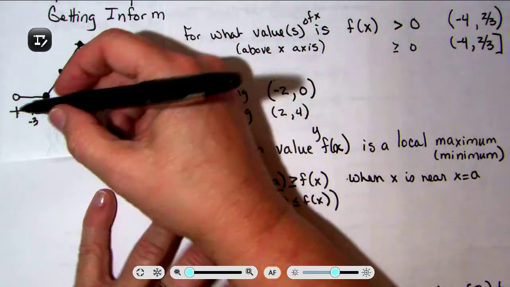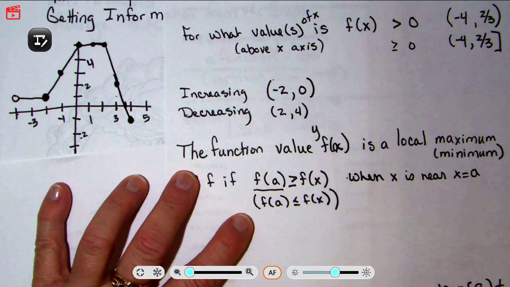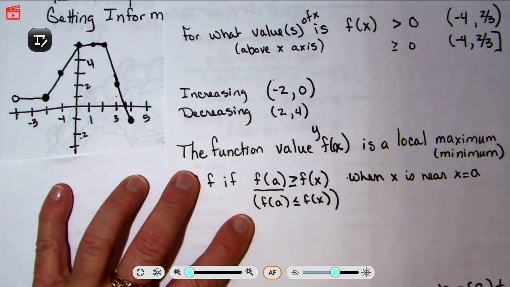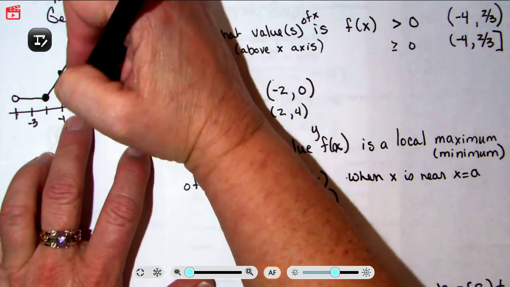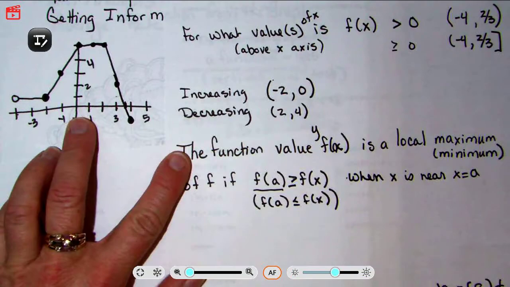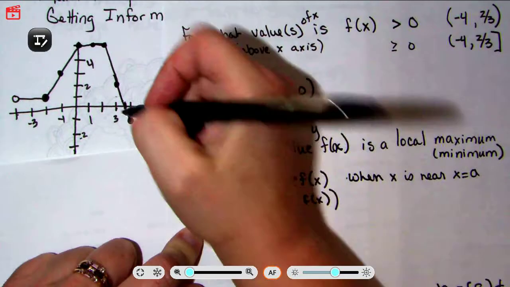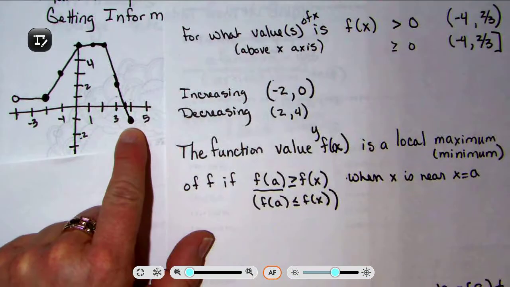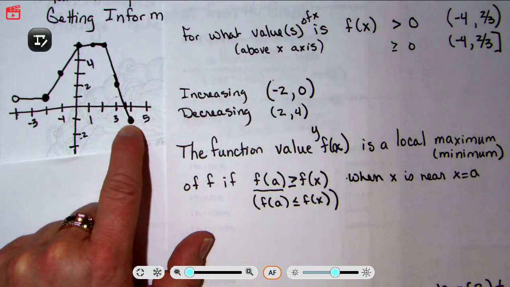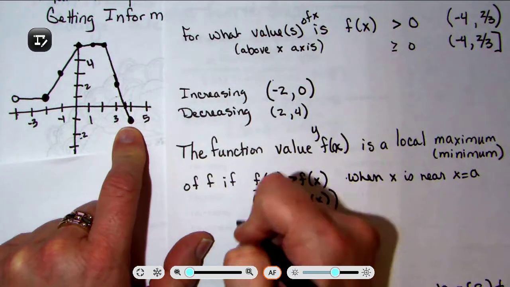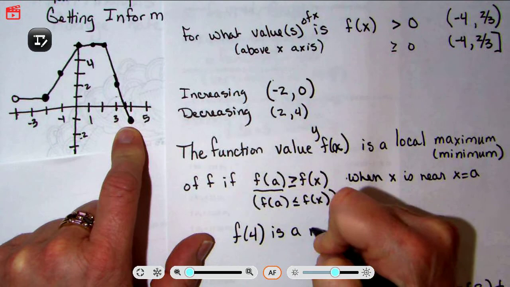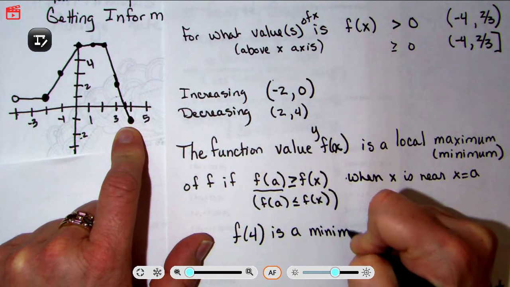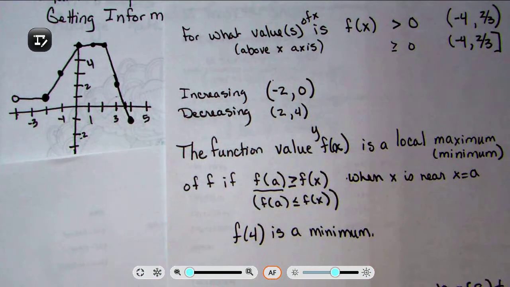So when I'm looking here, and I'm looking for maximum values, I'm looking for high points. So f of 0 would possibly be considered a maximum. I do have one for sure minimum. I do have a minimum value here at f of 4. So f of 4 is a minimum.